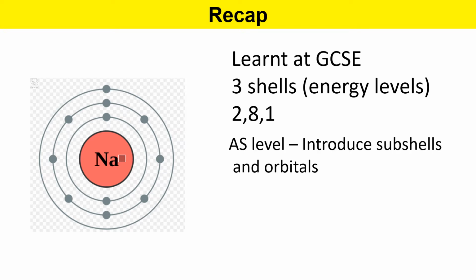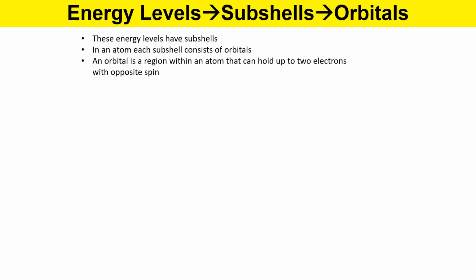At AS level, we are going to look at energy levels, subshells and orbitals, and we will learn a new way to write the electronic structure of sodium. It will look like this: 1s2, 2s2, 2p6, 3s1. So we need to learn more about energy levels, subshells and orbitals.